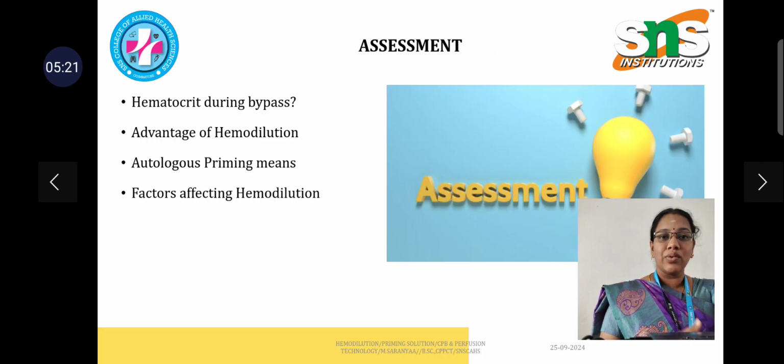What should the hematocrit be during bypass? It should be around 30%; 30 to 40% is acceptable. The advantage of hemodilution is that you can reduce the blood viscosity and increase the microvascular circulation. Autologous priming means using the patient's own blood. Factors which affect hemodilution are the blood flow and temperature; you can maintain them in a proper way to do a proper hemodilution technique.